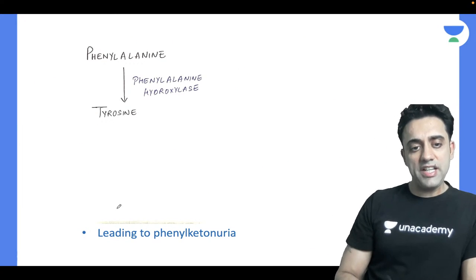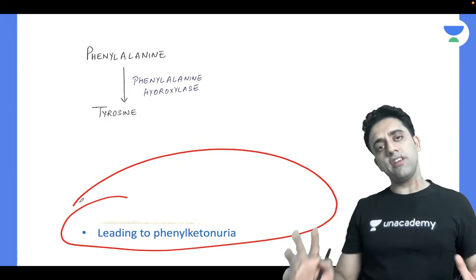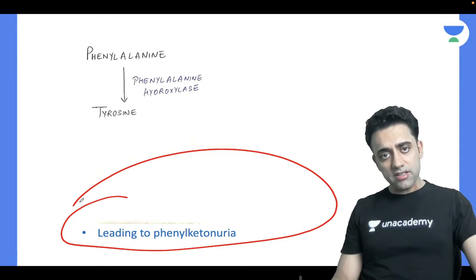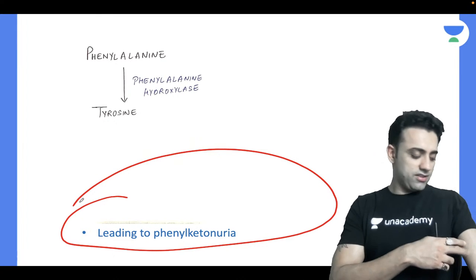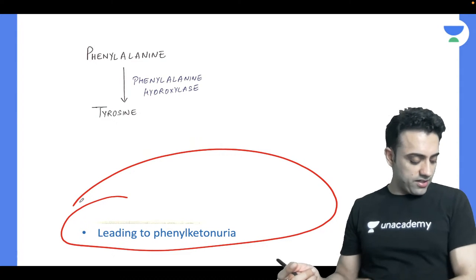So all these conditions will lead to phenylketonuria. Has everyone understood this much? Put a like if you have understood. Samajh mein aa raha hai ki nahi aa raha? Haan ji, very good.